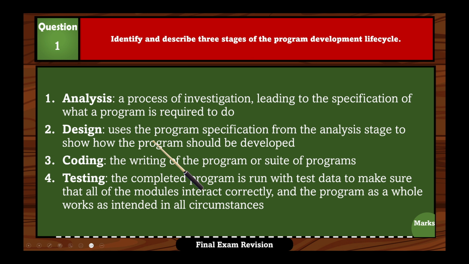Second stage is called the design stage. So in this stage, we use the program specification from the analysis stage to show how the program should be developed. And we use the tools like flowchart and structure diagram and the pseudocode. Third stage is called the coding stage. In this stage, we write the program code using a programming language, let's say Python, C, or C#. The last stage is called the testing stage. So the completed program is run with the test data to make sure that all of the modules interact correctly and the program as a whole works as intended in all circumstances. We use the test data to test the program, so we'll make sure that it worked properly.